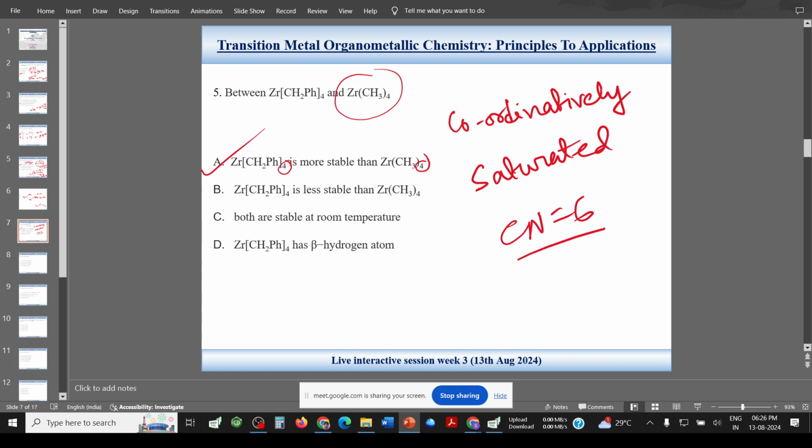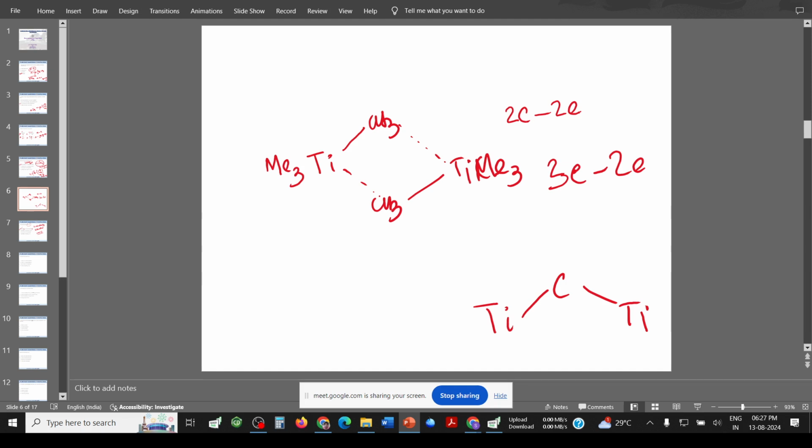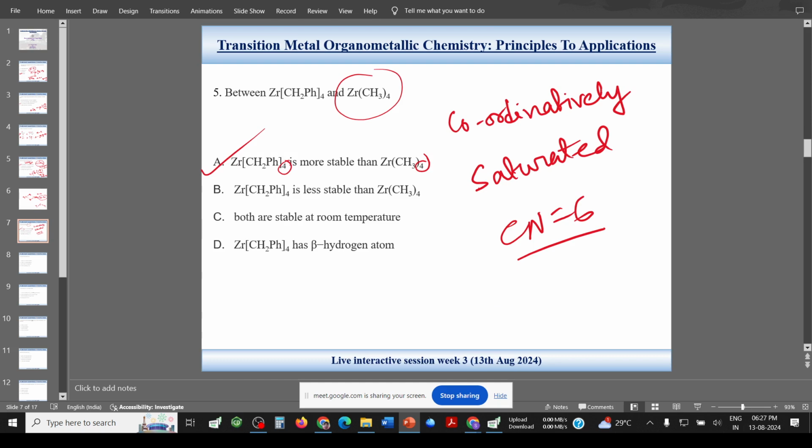Okay. Because of the large size, it doesn't allow other ligands to come close, like the tetramethyl I have shown for titanium. This is the bimolecular mechanism for the decomposition. If you have a very large or bulky ligand, it is not possible for them to come together to form this 3 center 2 electron bond that weakens the metal carbon bond, or metal alkyl bond. That's why this system becomes highly stable. Okay, so option A is the correct answer.